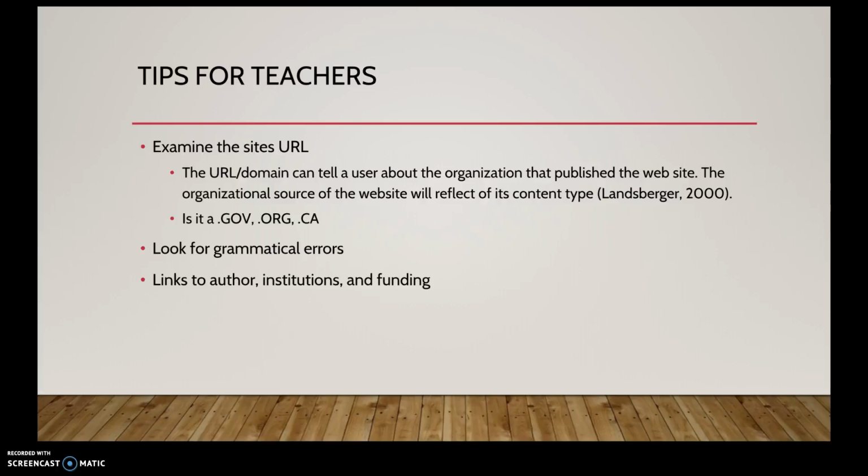Again, looking at grammatical errors within the site can tell us a lot when we're examining educational resources for their validity. Lastly, are there links to the authors, institutions, and funding organizations for this website? Oftentimes, in particular when we're looking at science websites, these sites will have links to the author, but not only that, to the author's institution, as well as sites such as the National Science Foundation and other types of organizations that are actually providing funding for these websites.